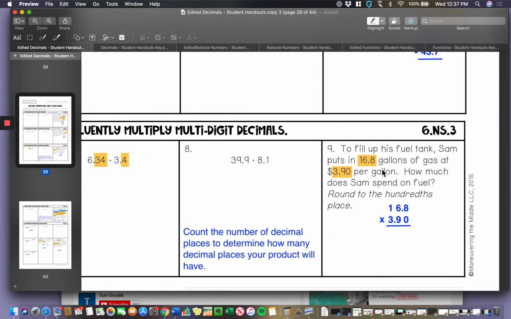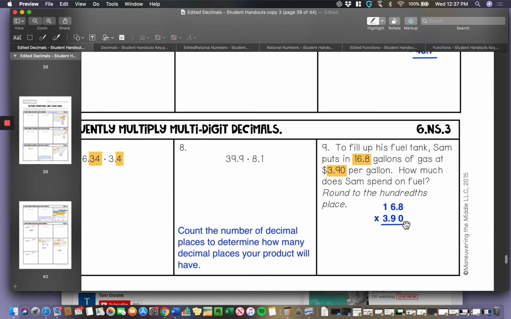All right, so over here on number 9, I'm going to read this one to you. It says, to fill up his fuel tank, Sam puts 16.8 gallons of gas at $3.90 per gallon. How much does Sam spend on fuel? And you can round to the nearest hundredths place. So again, my answer will have 3 decimals, all right?